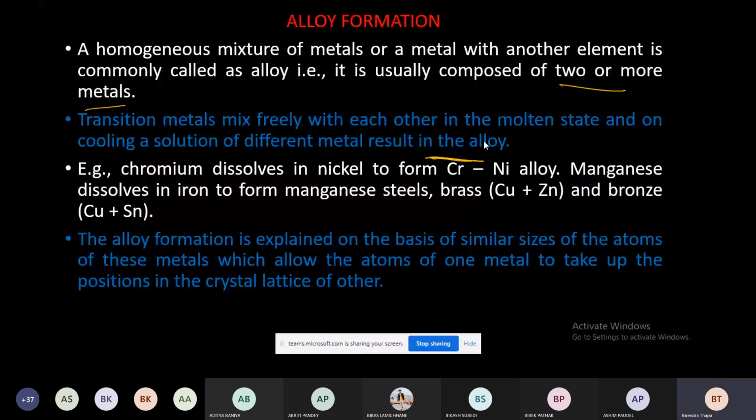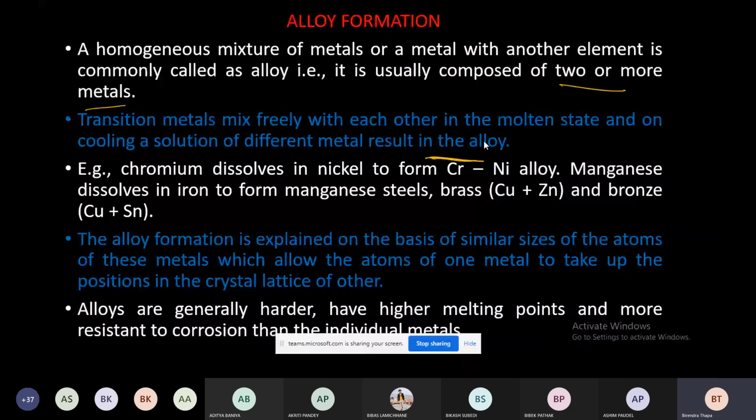Alloys are generally harder, have high melting points, and are more resistant to corrosion than the individual metals, so it is necessary to prepare alloys as well. For example, iron is highly corrosive. If you form the alloy steel from iron, then it is resistant to corrosion, so alloys are necessary to prepare as well.